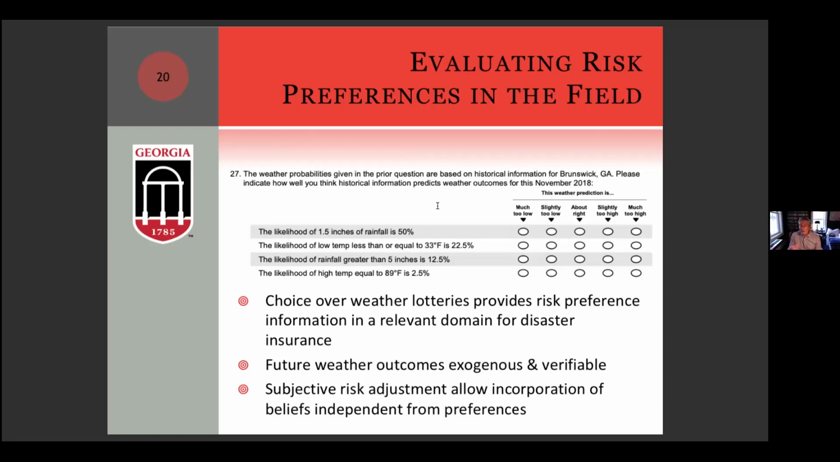They're also relevant to the people because they're occurring in their community. And then this follow-up of the subjective risk adjustment allows us to incorporate beliefs and whether they're different from historical beliefs. So what we're trying to do is identify risk-taking behavior and also risk perception simultaneously.